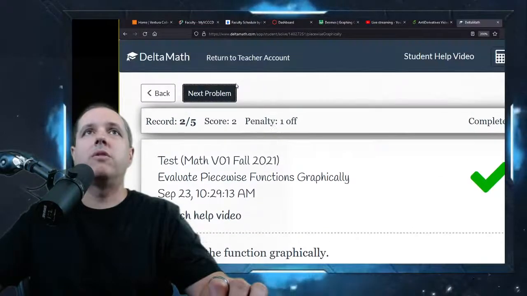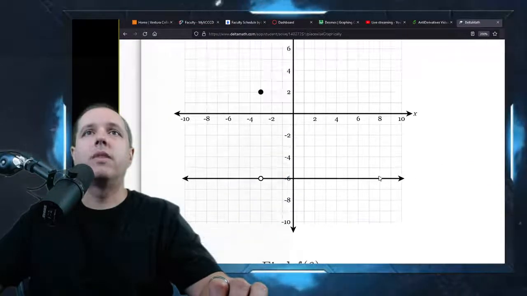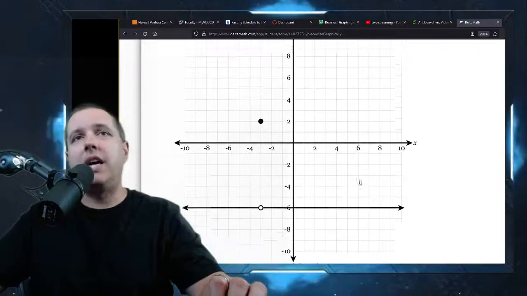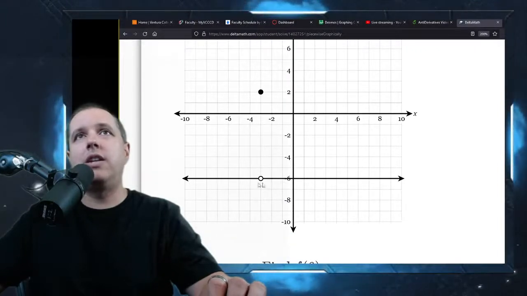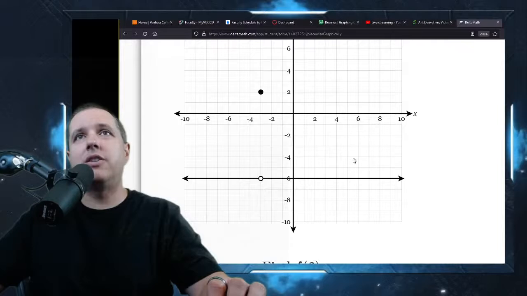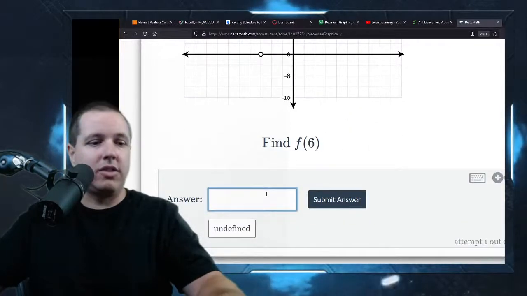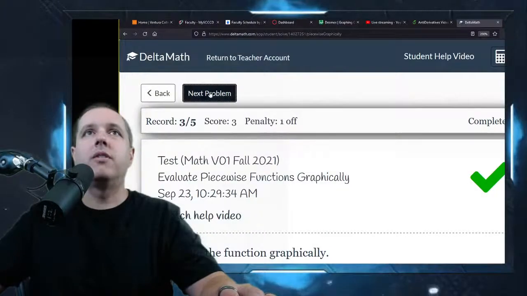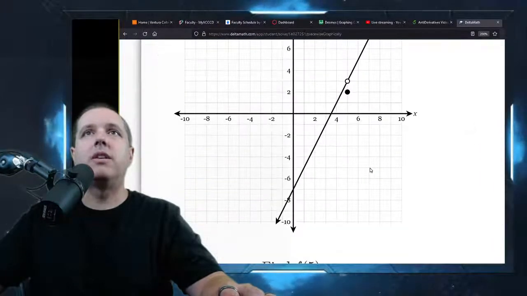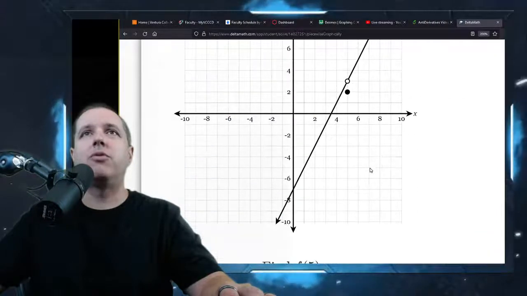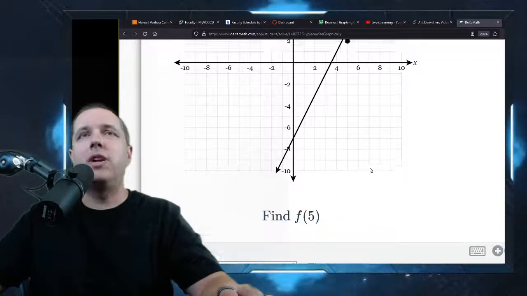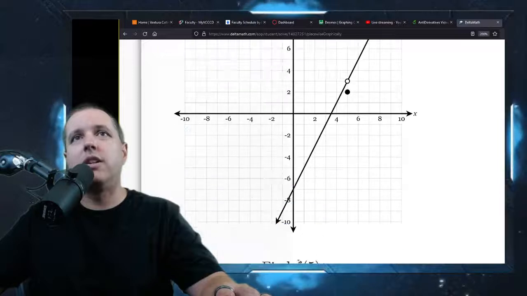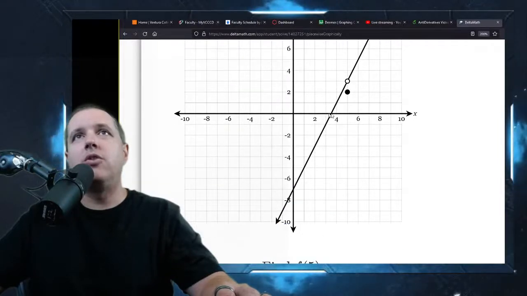Let's try another one. Here's another one with a line and a hole in it. F of 6, you go over to 6. It looks like my y value is -6. So I'll stick that in there. Get it right. Let's see what the next one looks like here. So they do a few of these lines with a hole in it. I'm trying to see if we can get to one that's a little more interesting. So f of 5, so you'd go to 5 here.